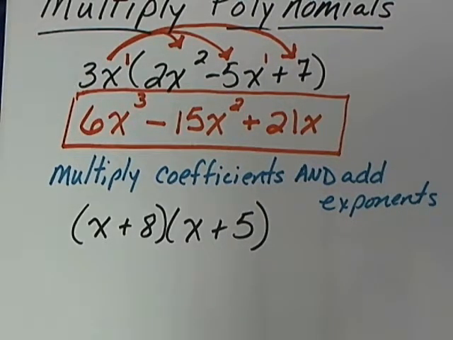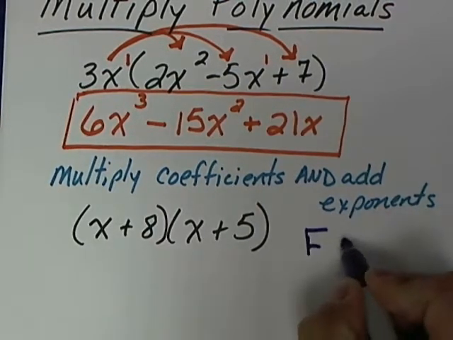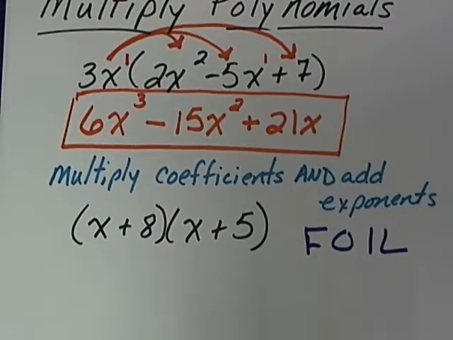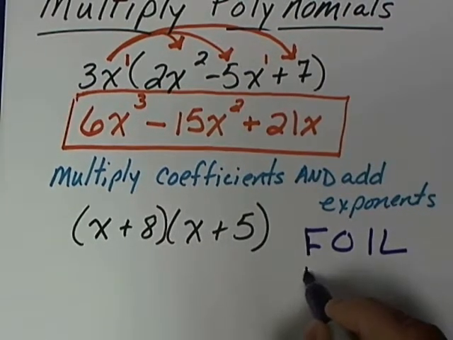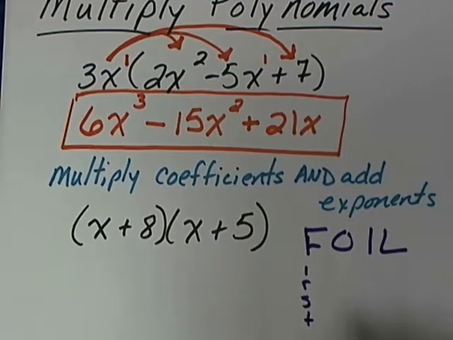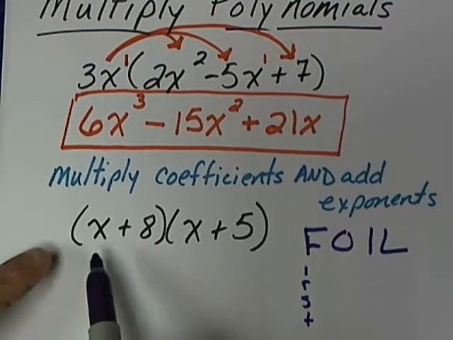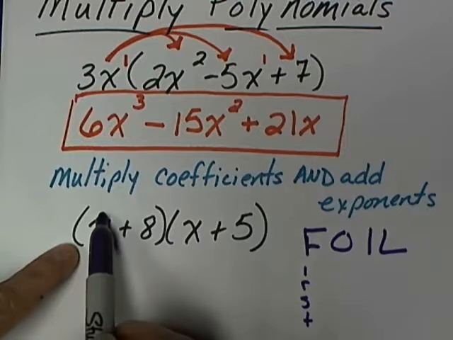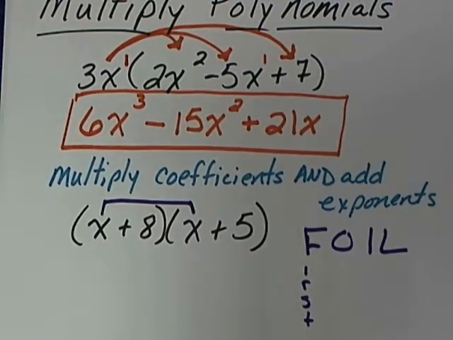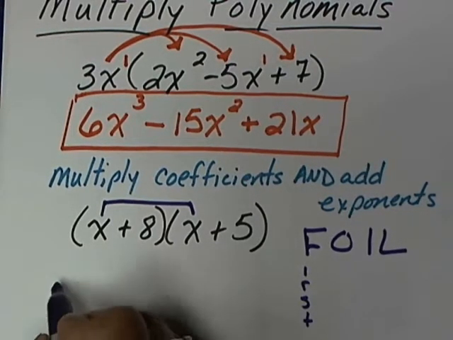Now, when multiplying polynomials, the key is that every term in the first set of parentheses gets multiplied to every term in the second. Now, to help you keep track of all of this, there's a mnemonic device. It's called using the FOIL method. FOIL stands for your first terms. So I'm going to multiply the first term of this binomial and the first term of the second binomial and get x times x, which is x squared.